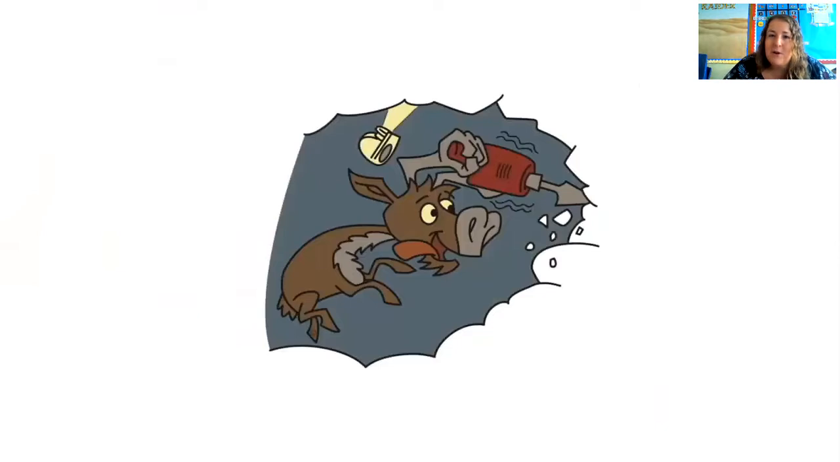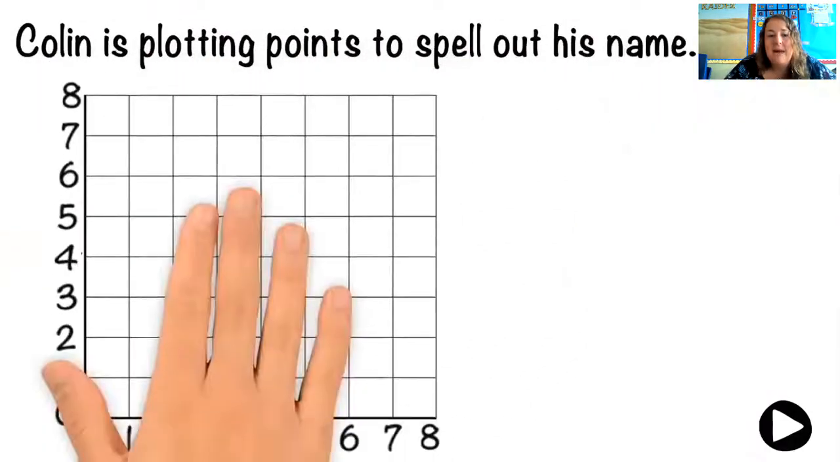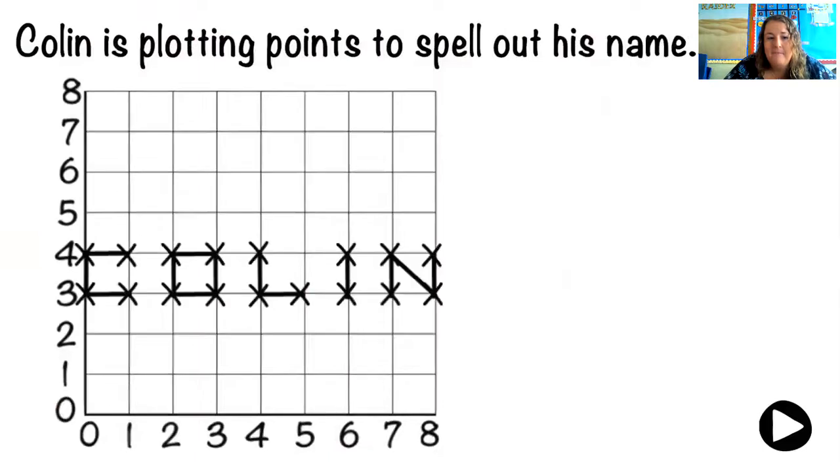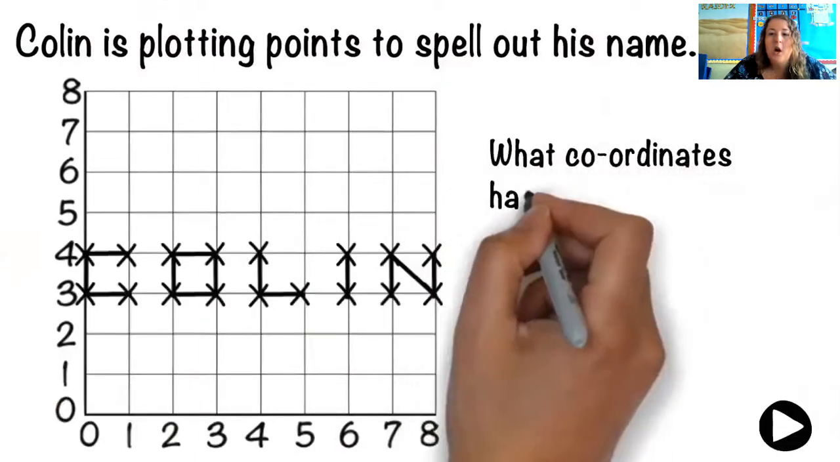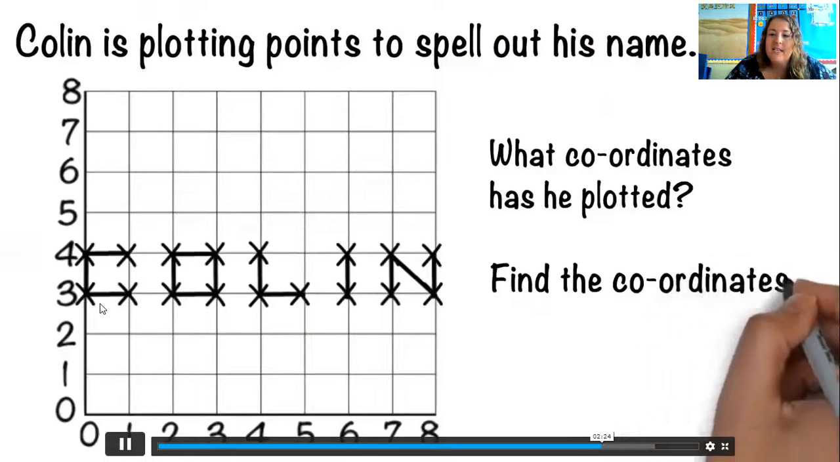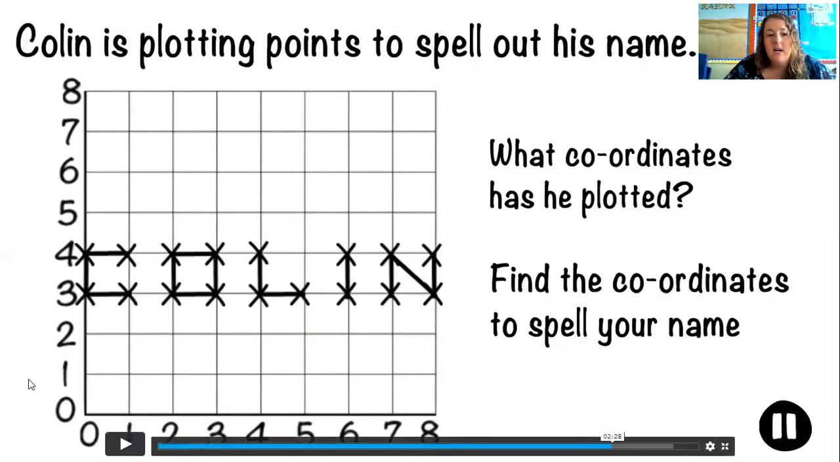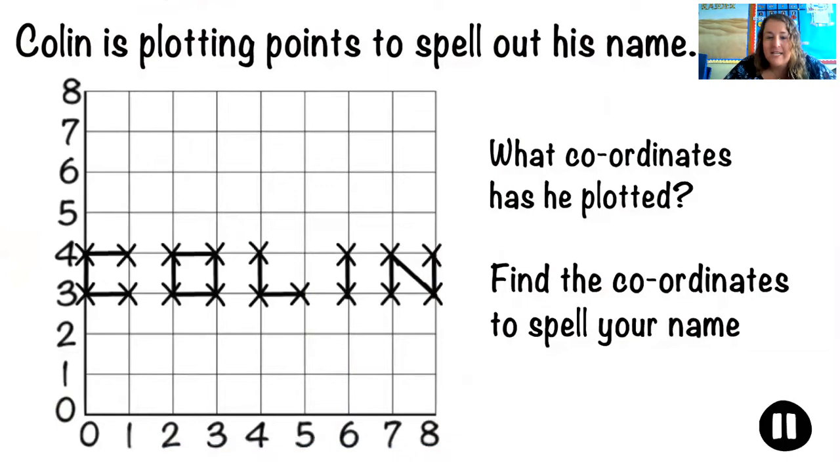Okay, you'll go deeper in your challenge today then. So Colin is plotting points to spell out his name. What coordinates has he plotted? Find the coordinates to spell your name. So the first task is all of the coordinates for Colin's name. And then secondly, it's all of them for your own name. And just remember, if you're doing your own name, you're going to have to do it in block letters.